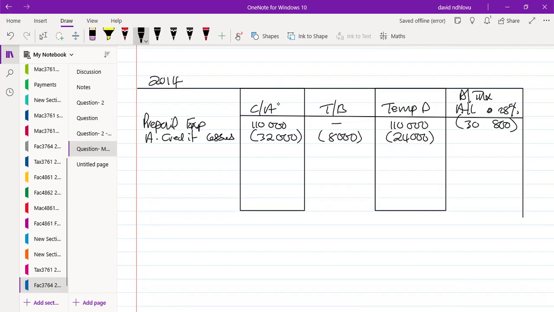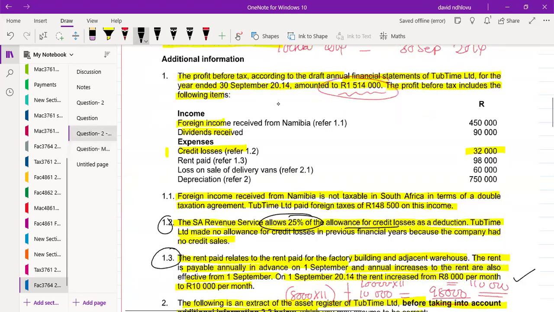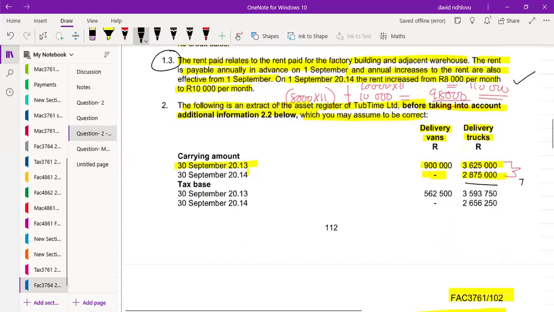Multiplied by 0.28, that gives me a deferred tax asset. As long as the temporary differences are negative, or in brackets, then the deferred tax is a positive. It's an asset, it's not in brackets. Right, once I'm there, I then go to the next asset that I can see.